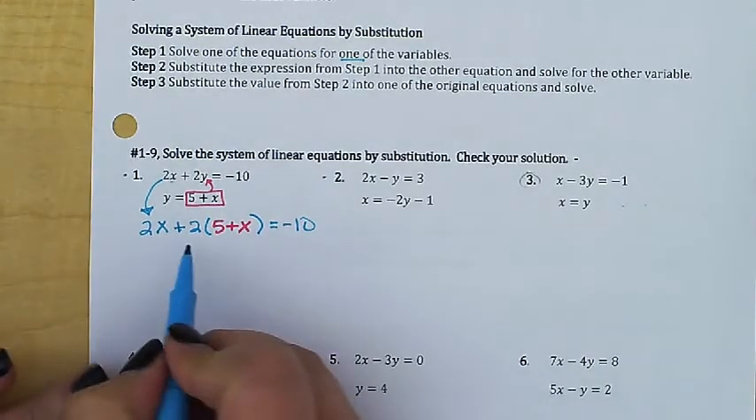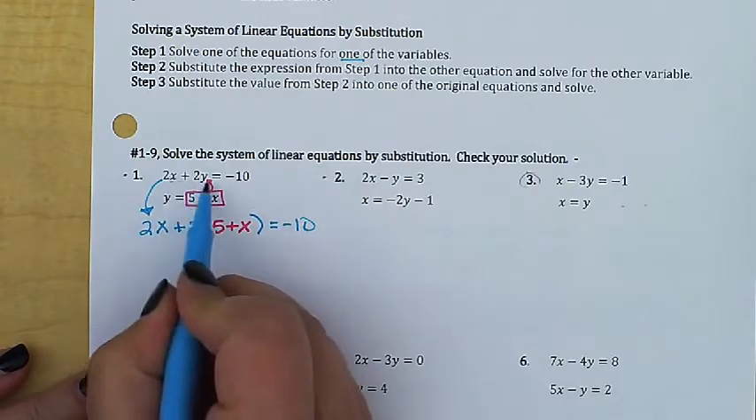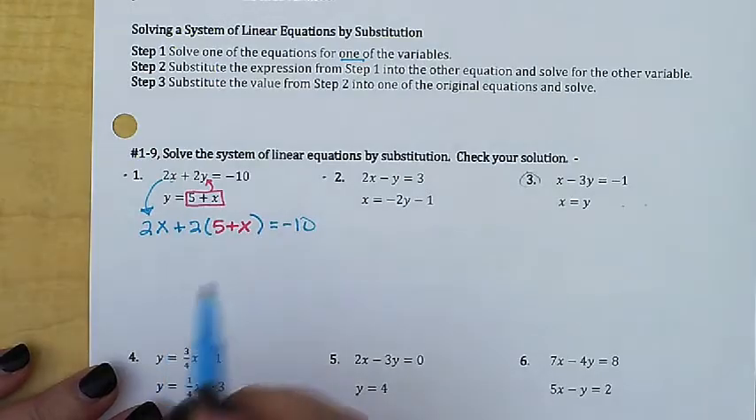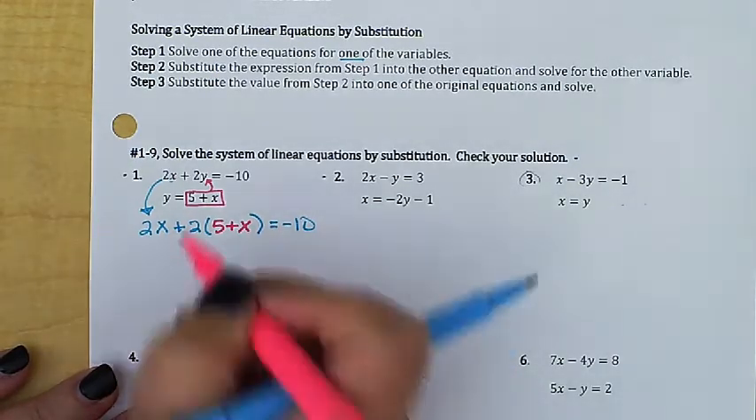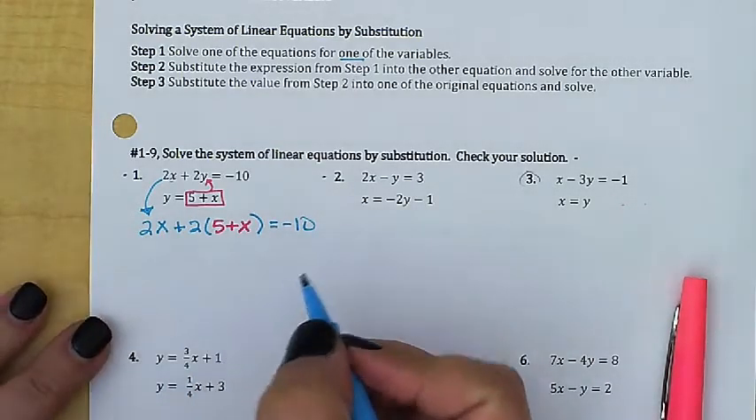We now wrote a version of this equation that doesn't have 2 different variables. It has all just x's. And that means we can simplify and solve this. It actually becomes review. We'll distribute, combine like terms, and then just solve for x, and we'll have our first value here. So it becomes just like solving equations like we did in Unit 1.